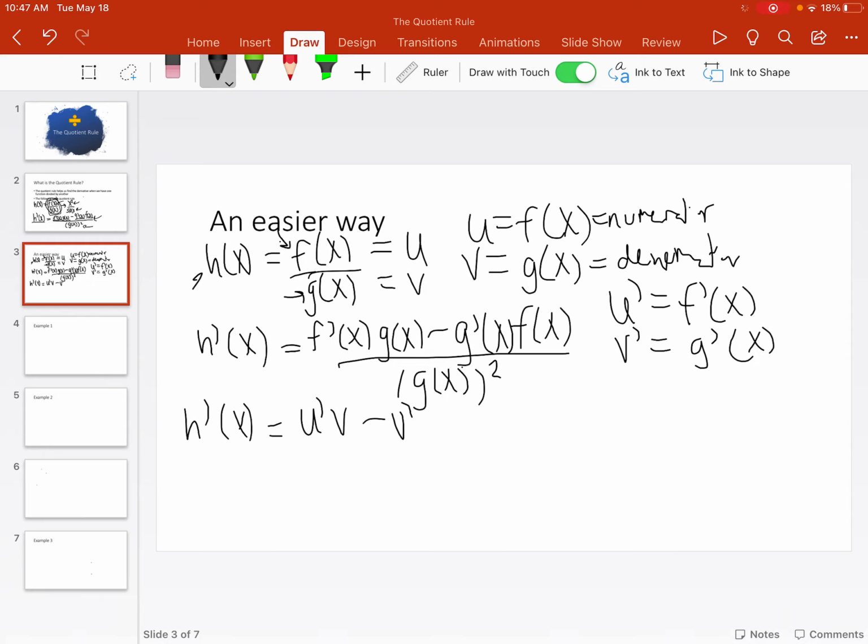And what is f of x? Well, f of x is just u. And this whole thing is divided by g of x squared. Well, what's g of x? Well, g of x is just v. And we're going to square that, right? Because we have the square term here. Don't forget that. A lot of people tend to forget that last part where you got to square the denominator. And there we go. We have our reparameterized and much better looking quotient rule.